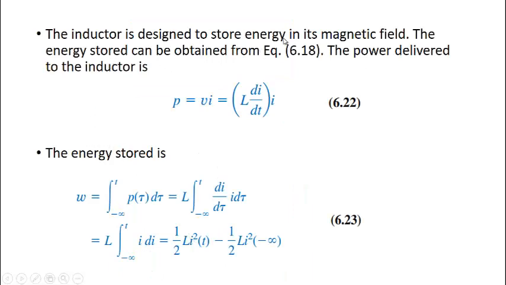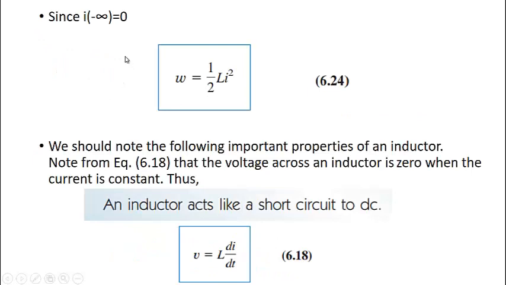The inductor is designed to store energy in a magnetic field. So the power delivered to the inductor is given as p equal to v into i, that is L di by dt into i. The energy stored will be the integral with respect to time of L di by dt into i dt. This dt and dt will cancel out, so the limits change from minus infinity to i(t), and the integral of L i di comes out to be 1 by 2 L i squared. If we assume that there is no initial current in the inductor, the term at minus infinity can be taken to be equal to 0. So the energy stored in the inductor will be equal to 1 by 2 L i squared.